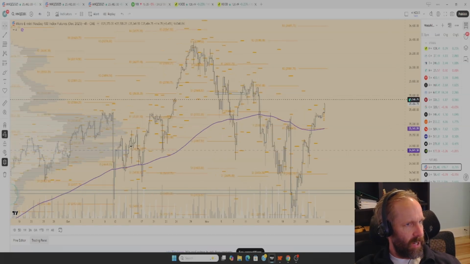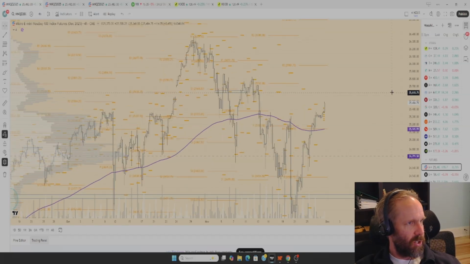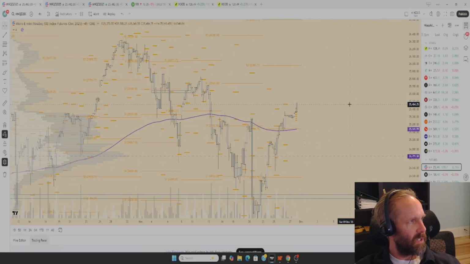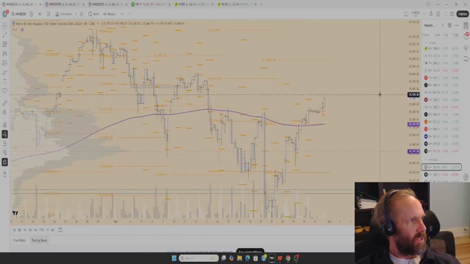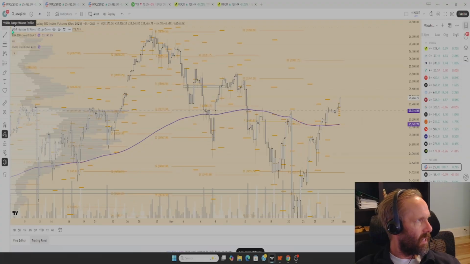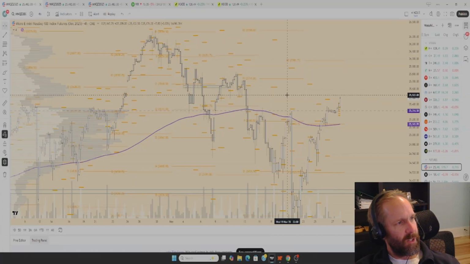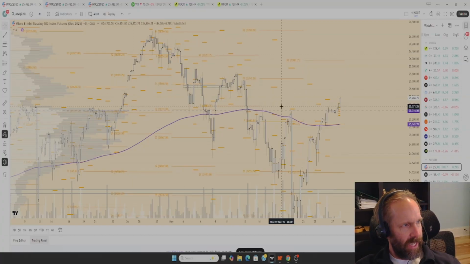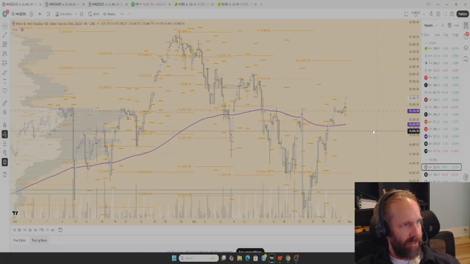So this is a 4-hour chart. I try to keep my charts pretty simple. Let me explain to you what's going on here. Right here, this is an important indicator. I believe that's a 200 EMA. And what do I mean by 200 EMA? That's a 200 period exponential moving average.